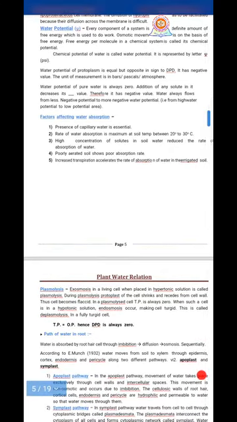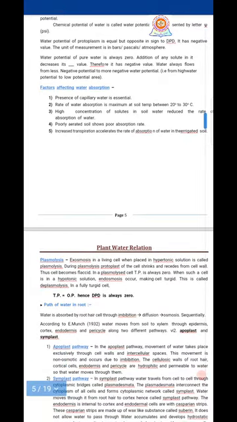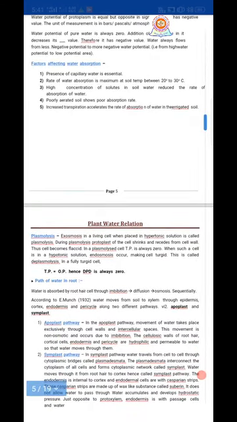Now one of the important processes also discussed, that is plasmolysis. What is plasmolysis? Exosmosis in a living cell when placed in a hypertonic solution is called plasmolysis. During plasmolysis, the protoplast of the cell shrinks and recedes from the cell wall. Thus, the cell becomes flaccid, that is, a plasmolysed cell is formed.